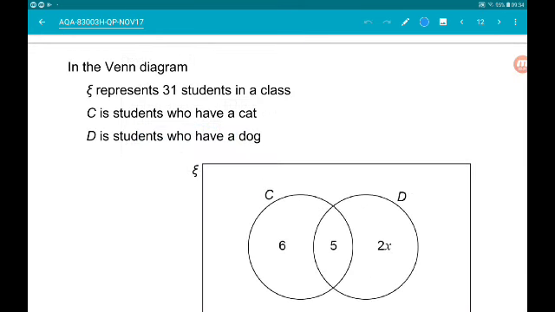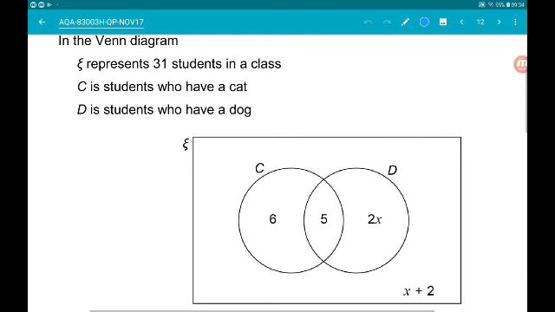Okay, question 14, we have Venn diagrams and forming and solving an equation. So in the Venn diagram, now the little squiggle thing is the Greek letter epsilon. All that it means is this is our whole set of stuff. So our set here is 31 students in a class. C is the number of students who have a cat. D is the students who have a dog.